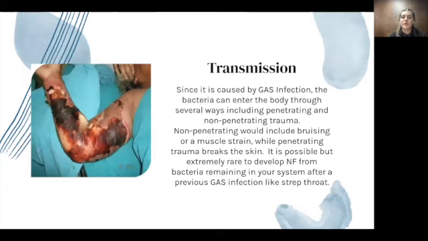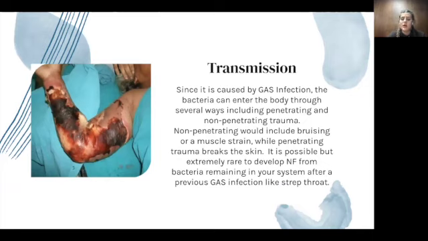So now we're going to talk about the transmission of NF. So since it is caused by group A streptococcal infection, the bacteria can enter the body through several ways, including penetrating and non-penetrating trauma. So non-penetrating trauma would include like bruising or a muscle strain that increases blood flow to an area, and that can move bacteria that's already in your body, while penetrating trauma breaks the skin.